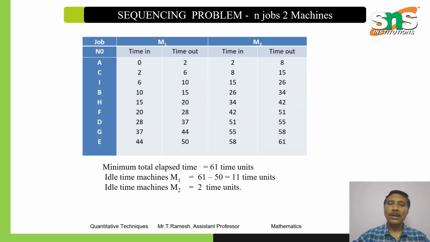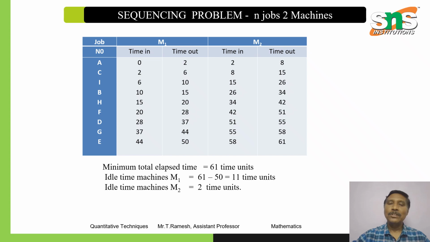Then we find the total elapsed time this way. So we write the job order A, C, I, B, H, F, D, G, E, and the time. First we start at time 0, and the time for A is 2 hours. After the 2 hours, machine 2 will start. So 2 plus the duration of 6 hours is 8. Next, we start the second job after 2 hours. It takes a 4 hours duration. So 2 plus 4 is 6.